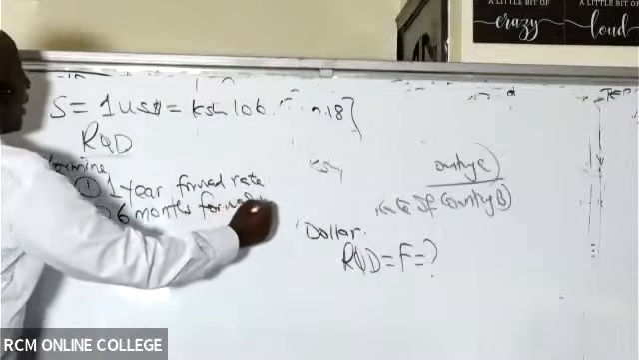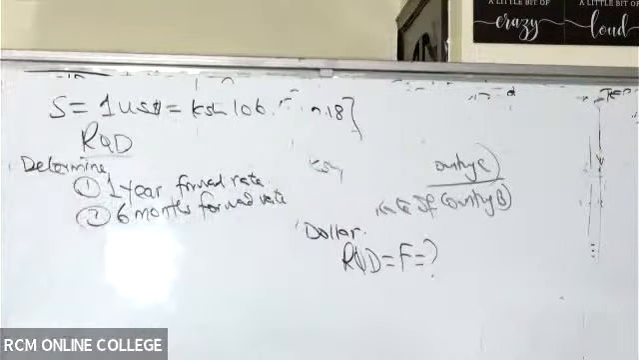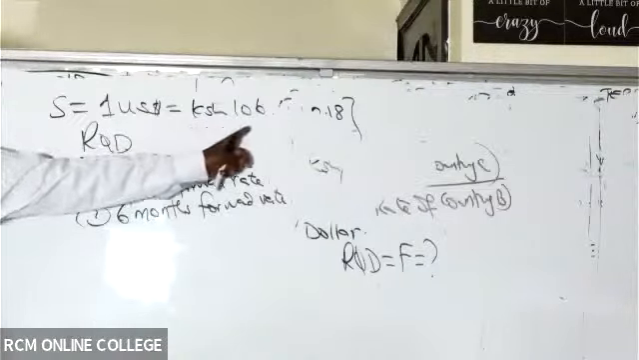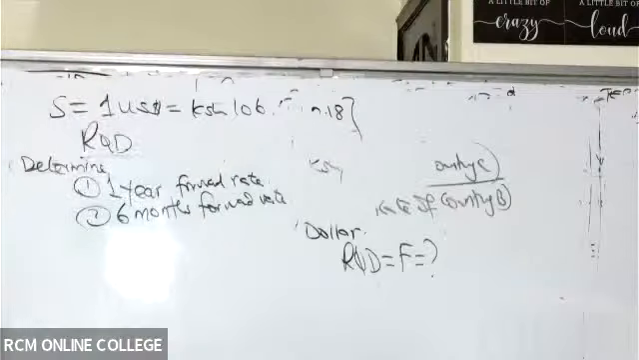So I repeat reading the question again. We are told, assuming that the annual interest rate in Kenya is 14%, whereas the annual interest rate in the US is 12%. And then, after the full stop, the spot rate is $1 equals 106 Kenya shillings. So we are required to provide a 1 year forward rate and a 6 months forward rate.